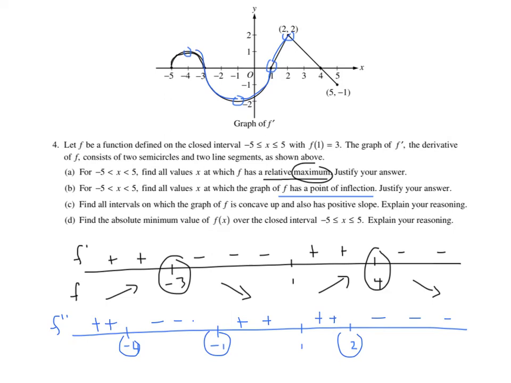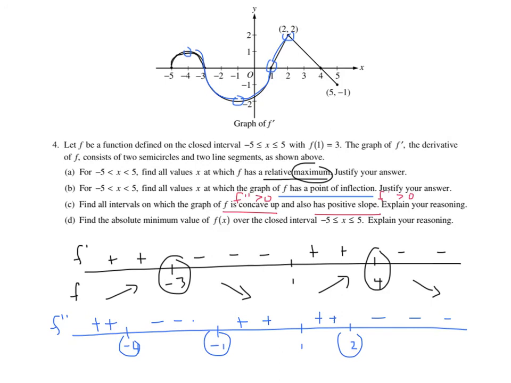Now as far as part C, we want to know when f's concave up and when it has a positive slope. So concave up means that the second derivative's got to be positive. And of course a positive slope means the first derivative's got to be positive. So I've just got these 2 sign charts stacked on top of each other. I've got the x values appropriately placed, and I'm looking for double positives.